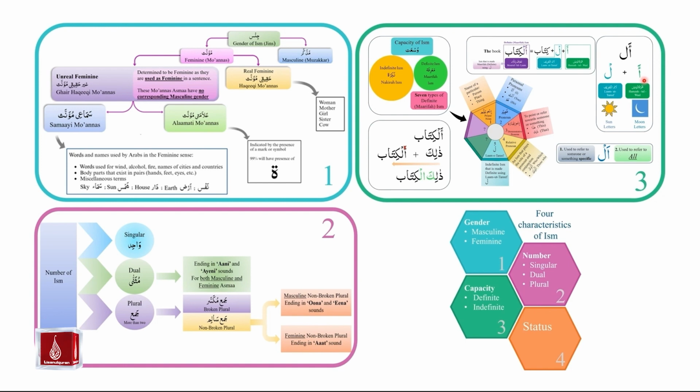We studied cases in which we would pronounce the lam in al, which would involve qamari huruf or moon letters, or where we would not be pronouncing the lam in al, which would involve the sun letters. We studied the example of al-kitab, which is made by the combination of hamzatul wasl, lamut tarif, and the indefinite ism kitab, which then becomes the definite ism al-kitab.